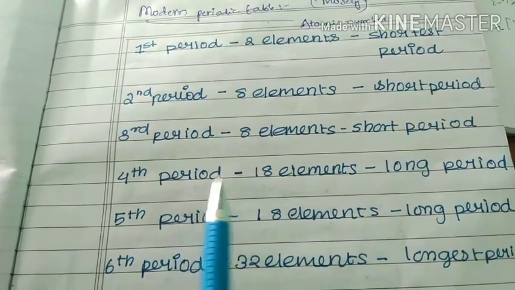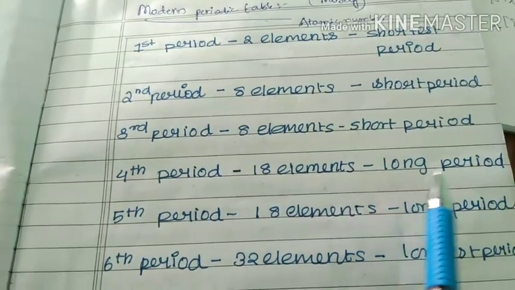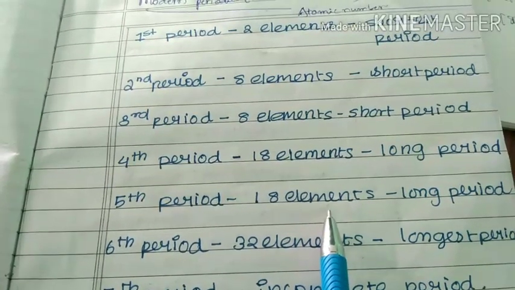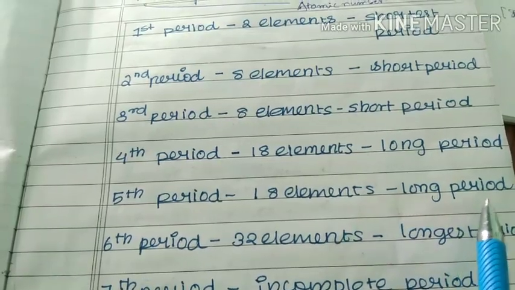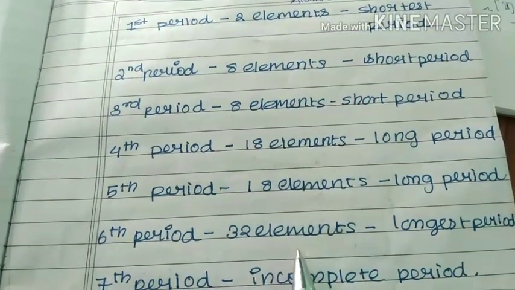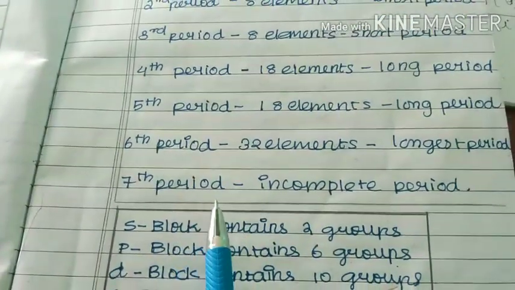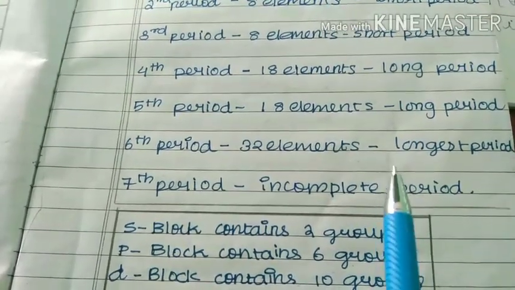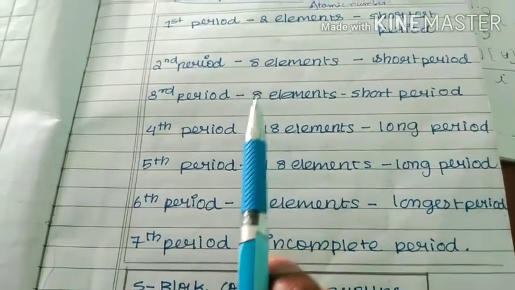The fourth period contains 18 elements. This is called a long period. The fifth period also contains 18 elements. That is why it is called a long period. The sixth period contains 32 elements. That is why it is called the longest period. And the seventh period is an incomplete period, because some elements are still going to be discovered. So this is about the modern periodic table.